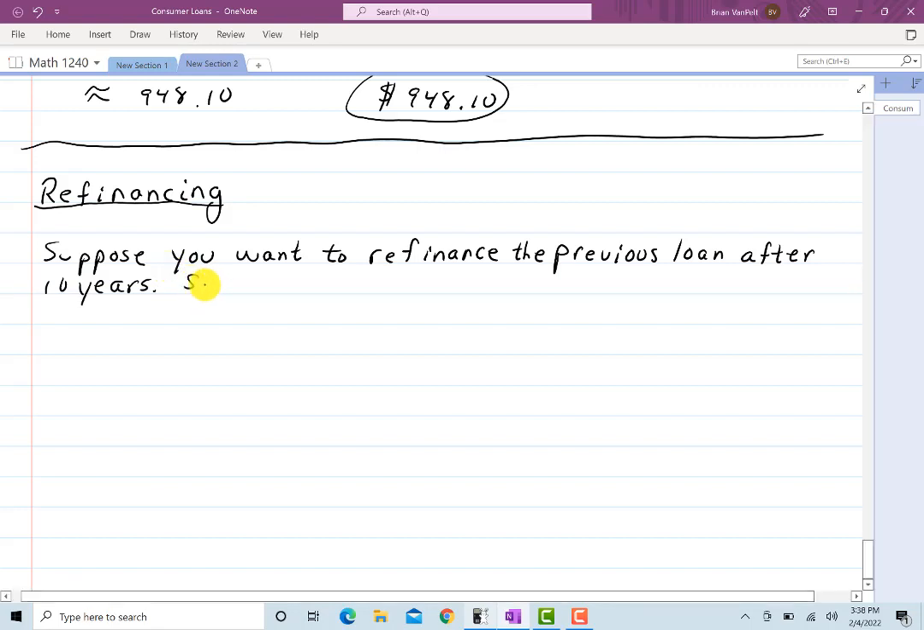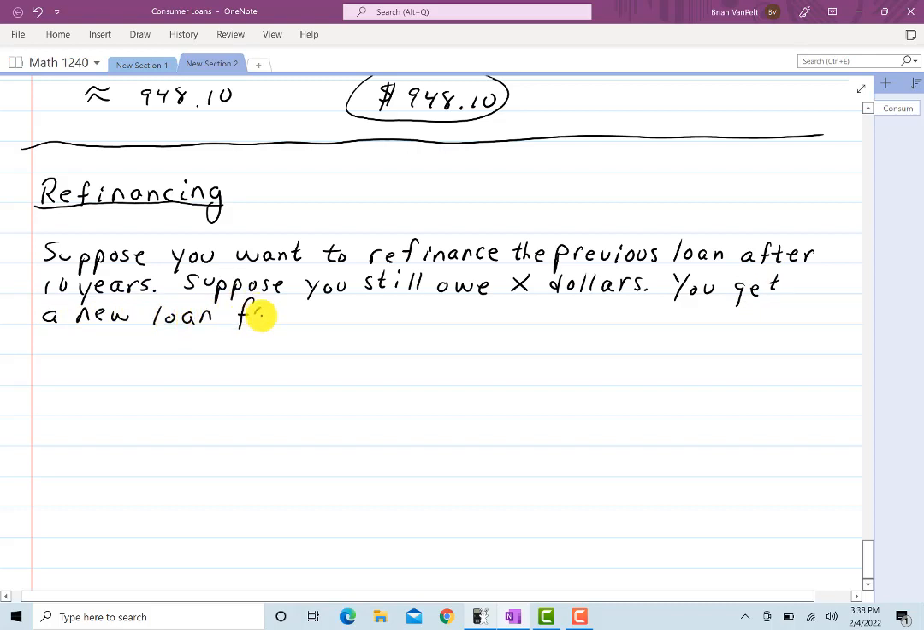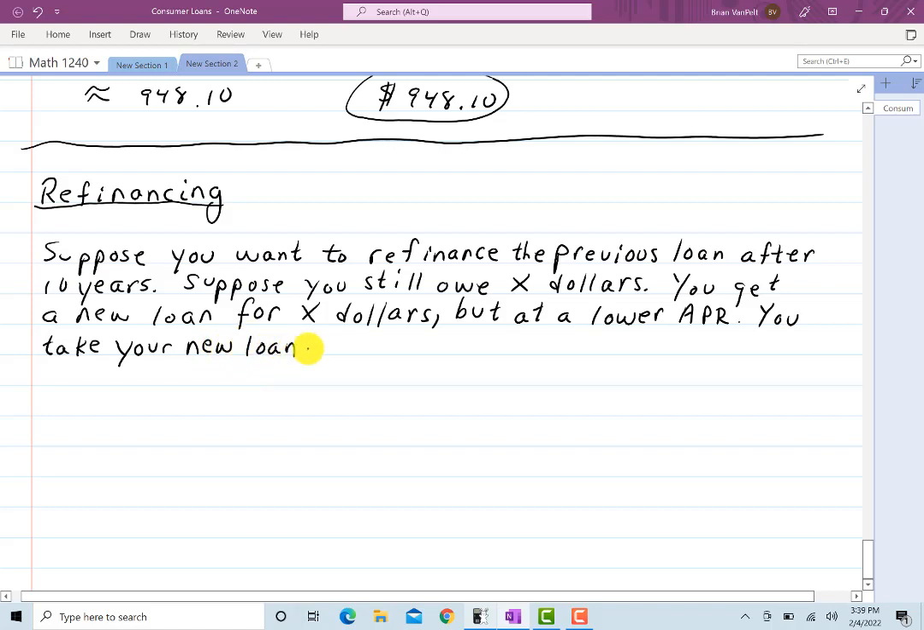So suppose you still owe, we'll just say, X dollars. You get a new loan for X dollars, but at a lower APR. You take your new loan and pay off the old loan.